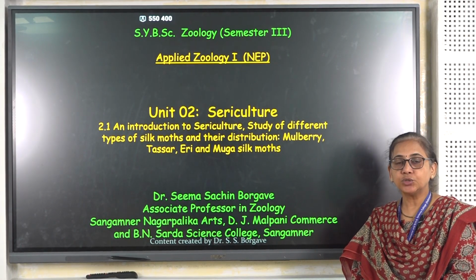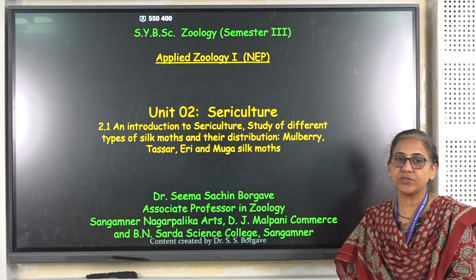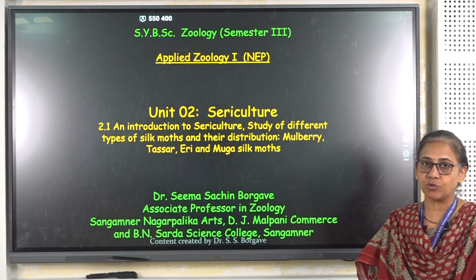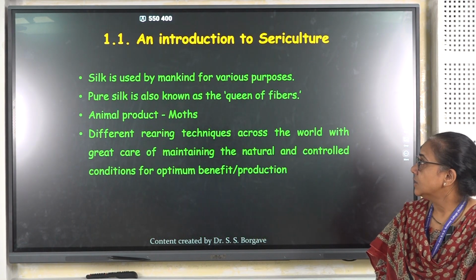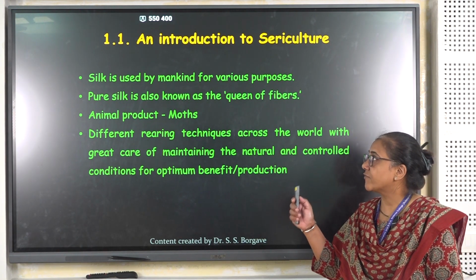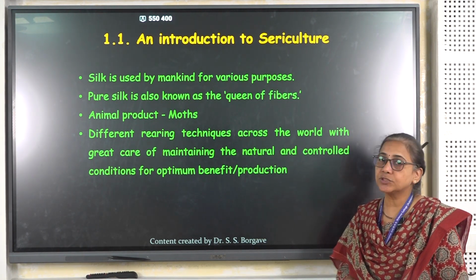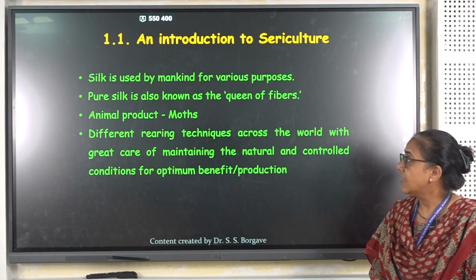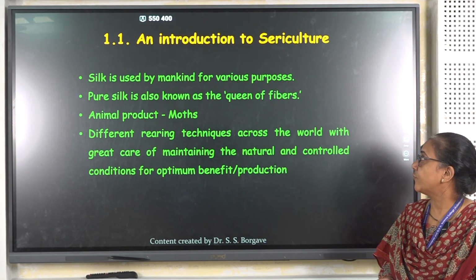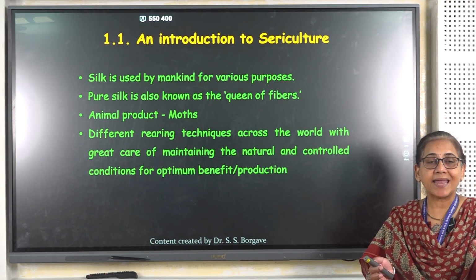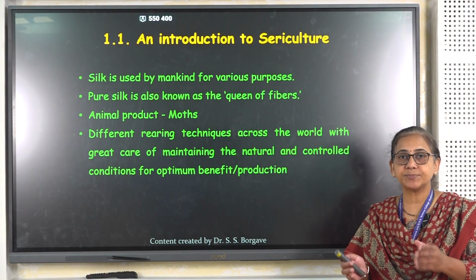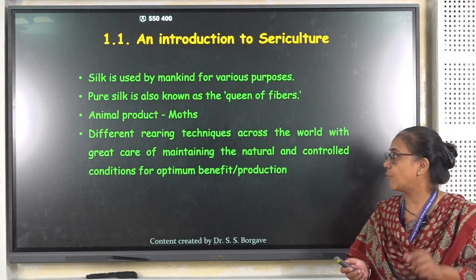Today we will be looking at one of the most important branches of applied zoology, that is sericulture. Silk is the main product of sericulture industries, and silk is used by mankind for various purposes. Pure silk is known as the queen of fibers. It is an animal product which we get from a special type of moth which is known as silk moth.